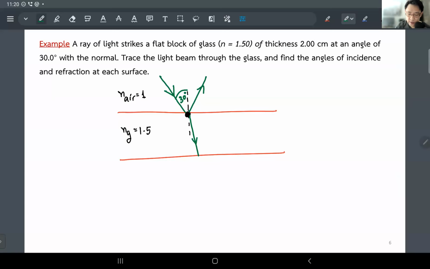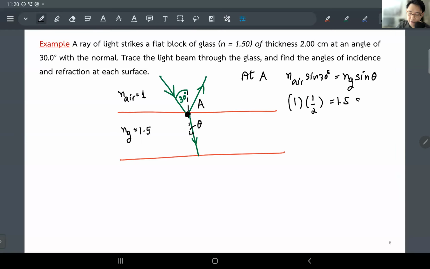All right, and I can call this point A. So you can say at A, n air sine 30. You guys with me? I'm applying Snell's law right away. Equal to, now move on to the second medium, which is glass. So it's going to be n glass sine theta. And let me call this angle theta right there. And that's it, guys. n air is 1, sine 30 is 1/2, n of glass is given to be 1.5. And from here, you can figure out what should be the theta. You're done. Cool. That's how easy it is to apply Snell's law.